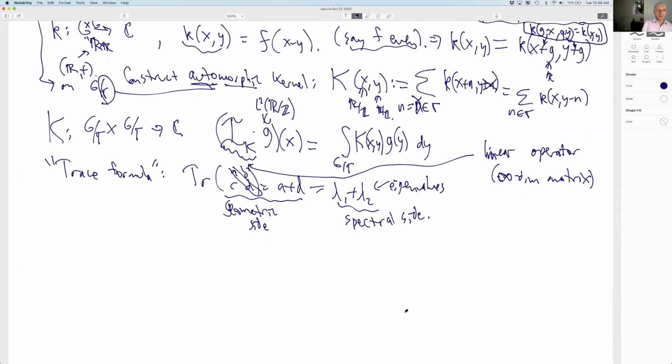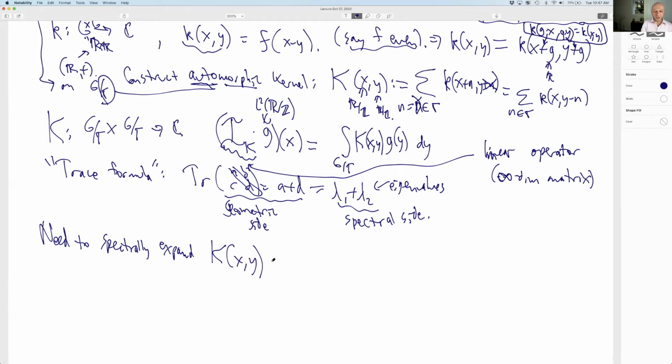So we need the spectral decomposition of the kernel. We need to spectrally expand our automorphic kernel K of x,y. So remember, this is a function on R mod Z cross R mod Z. So let's take the spectral expansion in the y variable. In the y variable or in the x variable? It doesn't matter. Let's take it in the y variable.